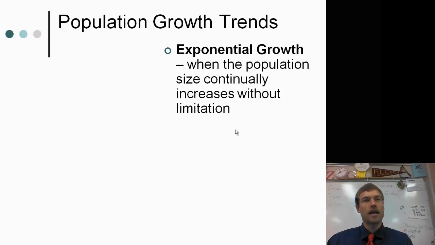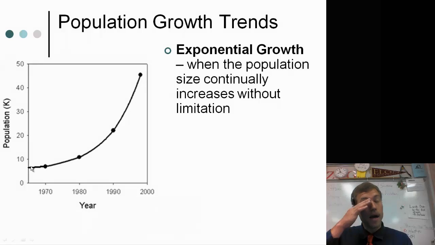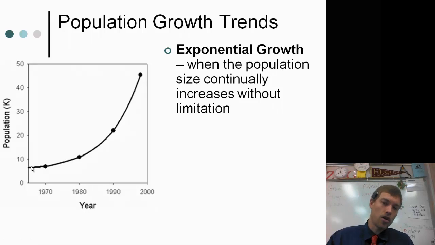So we've got two main growth trends that we're going to take a look at. The first one is exponential, and that's when a population size continually increases without limitation. It's just an exponential graph. So the population size would be doubling, or maybe tripling every so often, and so we get a nice J-shaped curve. That's a key component of exponential growth, that we see a J-shaped curve where it is trending up and up and up.